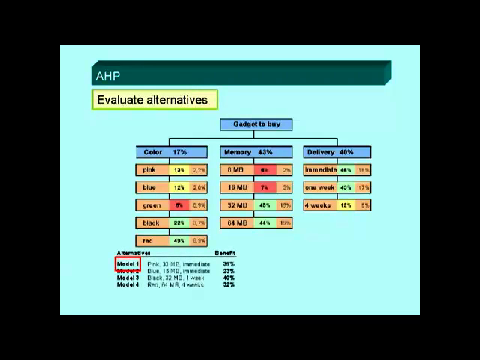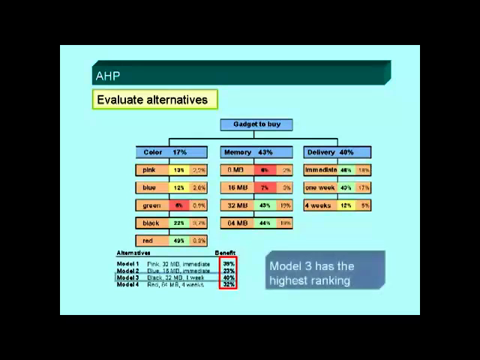We have available model 1, the color is pink, and pink has a weight of 2.2%. The memory space of model 1 is 32 megabyte. 32 megabyte has a weightage of 19%. The delivery time is immediate. Immediate has a result of 18%. So counting together, you will get the first result of the benefit for model 1 with 39%. You do the same for all other models, and then you will see that model 3 has the highest ranking.